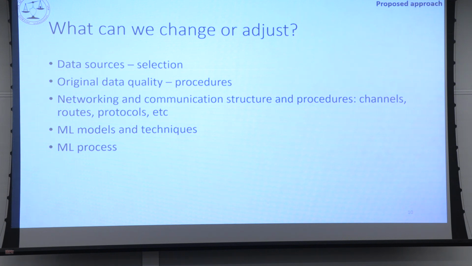So what can we change? We can change data sources. If a lot of sensors are available, we can try to change data sources and replace one with another, trying to get a better data quality at the end. We can change original data quality coming from sensors, again, by using different data cleaning or data adjustment procedures. We can adjust networking and communication structures and procedures. We can change channels, routes, protocols, and other things. We can change machine learning models and techniques, and we can change the learning process. So a lot of options are available. And those solutions do exist, but the problem is how to choose the right one.